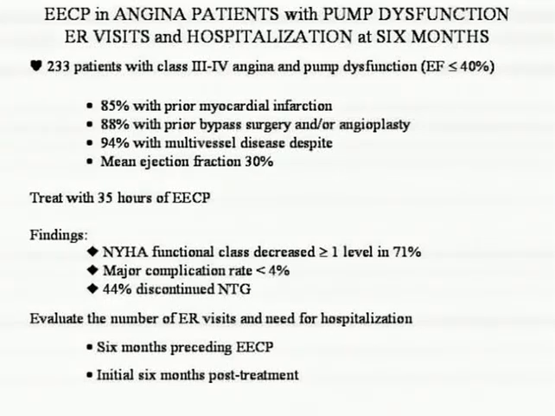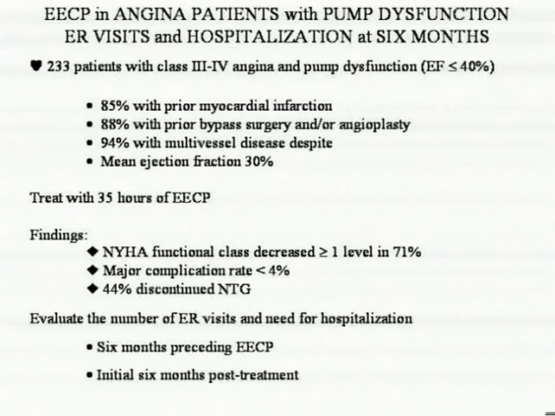ECP and angina patients with pump dysfunction, ER visits, hospitalization at 6 months. 233 patients with class 3 to 4 angina, pain at rest or within 2 blocks or 2 flights, and pump dysfunction, a sick group of patients, most with multivessel disease, prior heart attack, average ejection fractions 30%. You're treating with 35 hours of ECP, complication rates below 4%, 44% drop their nitro, 71% improve their functional class.